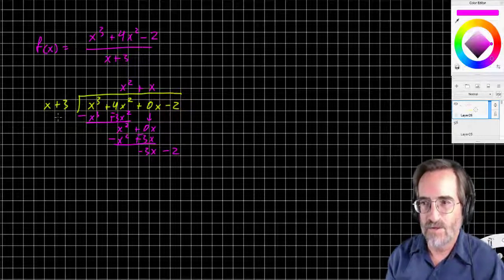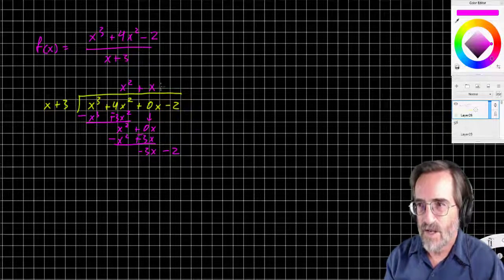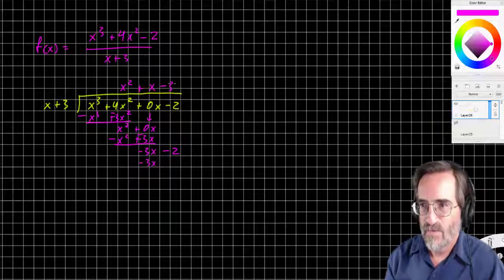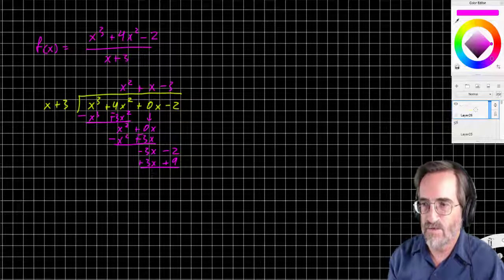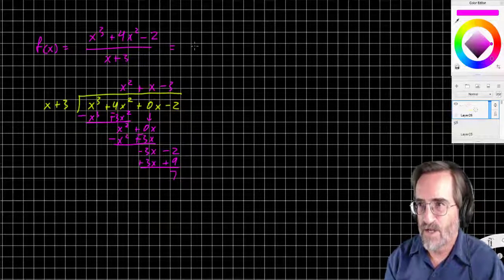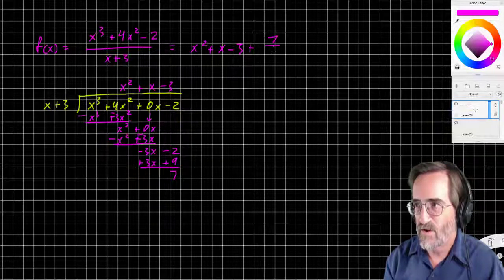And we can still go on here. It looks like negative 3. Negative 3 times x is negative 3x. Negative 3 times 3 is negative 9. Subtract, meaning change both signs and add. Negative 3x and 3x is 0. Negative 2 and 9 is 7. So I'm going to write the remainder over the divisor. So f of x equals x squared plus x minus 3 plus 7 over x minus 3.